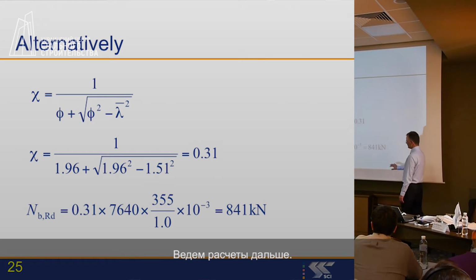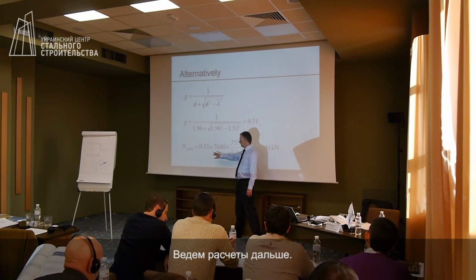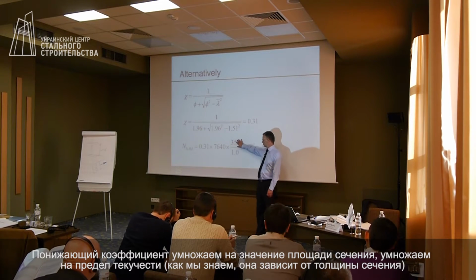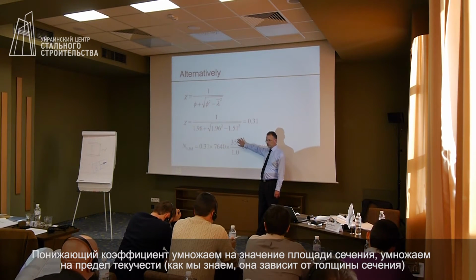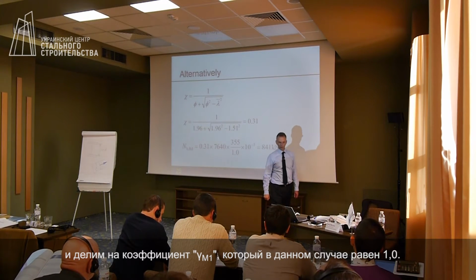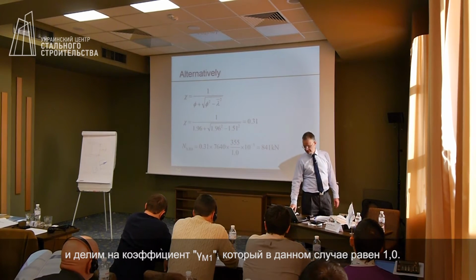Same calculation here then. Reduction factor chi, area from section property tables, yield, which depends on the thickness of the flange. We're in buckling, so it's gamma M1, which is 1.0. Same answer.